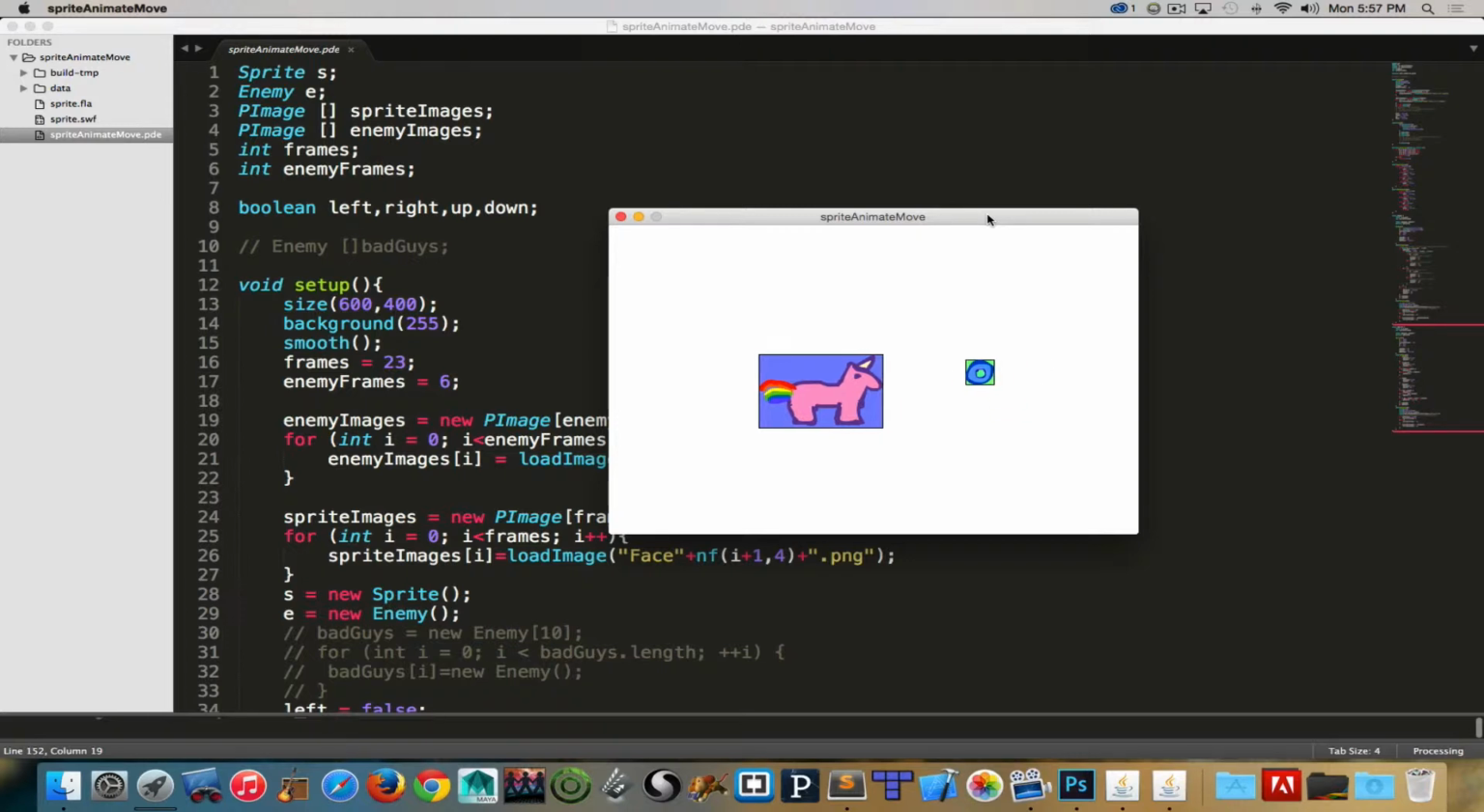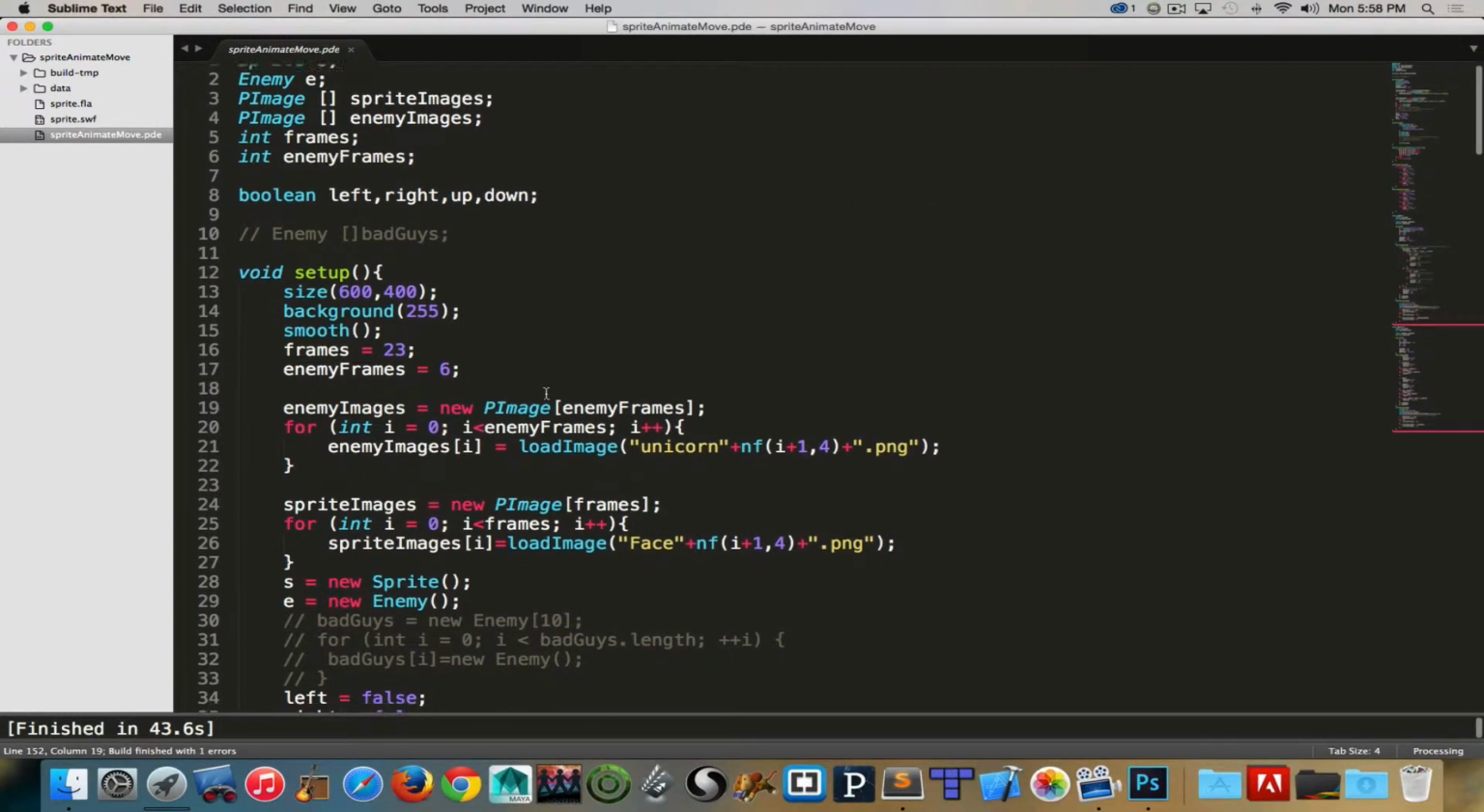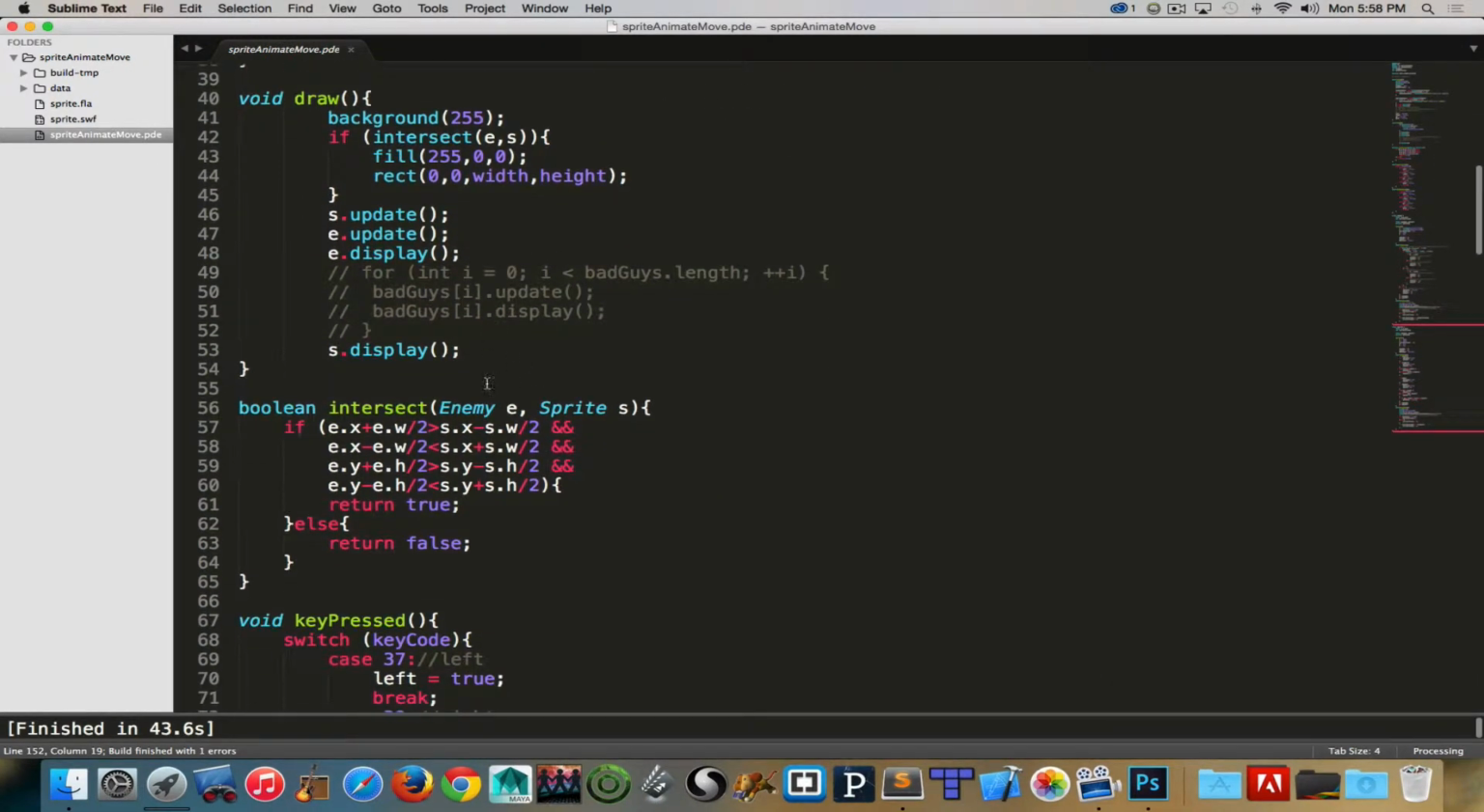Now, I have taken the liberty of drawing rectangles in each one of my sprite classes here. So the unicorn draws the blue one, the eyeball draws the green one, so that we can see where these boxes are and see when that overlap occurs and when that intersection takes place inside my code. It says, hey, if an intersect has occurred between my enemy and my sprite, then it just sets red to the fill color and it draws a rectangle over the stage in red. So that's why the world turns red.